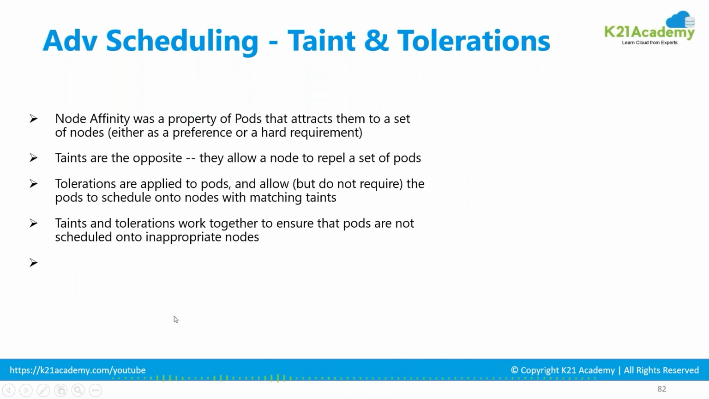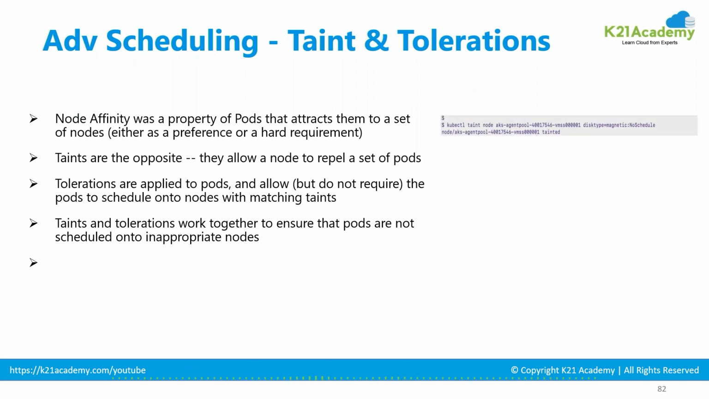What is a toleration? Tolerations are applied to pods. Let's say 100 pods are there, and out of that, one pod you want to deploy on that particular tainted node. You need to write a toleration definition inside the deployment YAML file of the pod, and tell the worker node, look, please accept this pod. You can tolerate this pod. Taints and tolerations work together to ensure that pods are not scheduled onto inappropriate nodes.